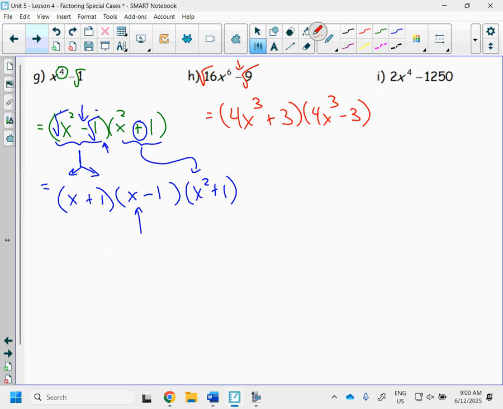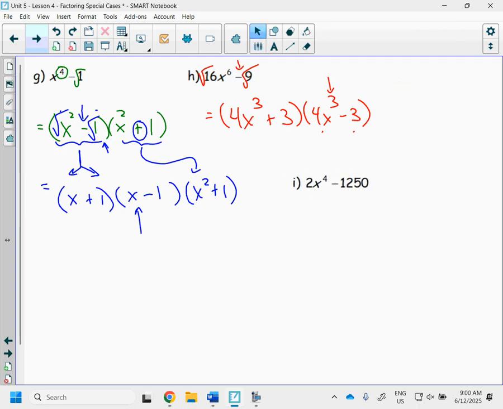Okay, I got a bracket that's got two terms in it. I can square root the 4, but I can't square root the 3. I can't cut that in half. So this one's done. Let's move this one down here just for our last one.